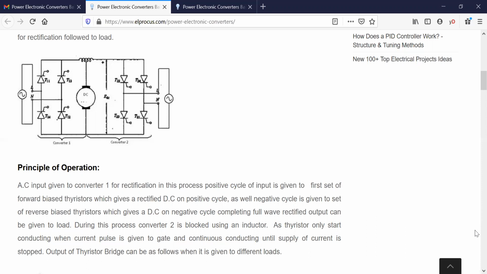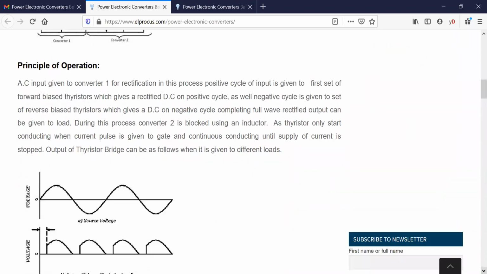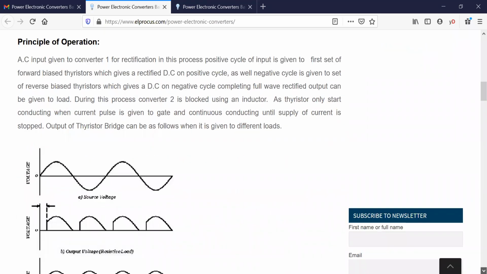So here we are giving an AC supply, and two converter stations are there, 1 and 2. Okay, so two cycles will be there, one is the positive cycle and the other is the negative cycle, right? That I have already told you. So now we have the waveforms, right?